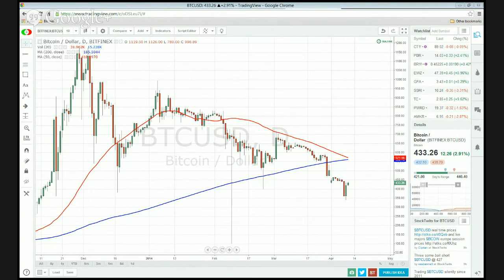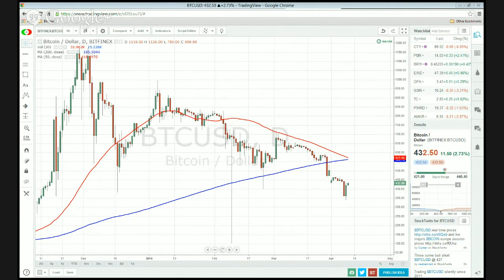But what I see here is just a pattern of lower highs and lower lows. I mean, let's just call a spade a spade. That's not a bull market, that's a bear market. As soon as we start seeing higher lows and higher highs, then we can start getting bullish again. There's just nothing to do here.